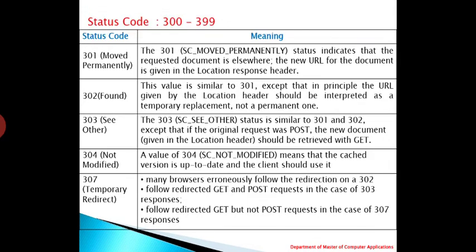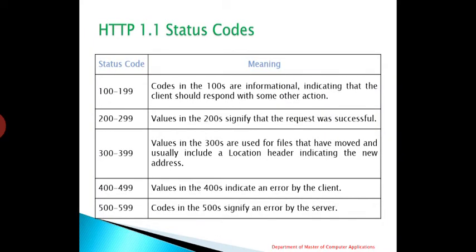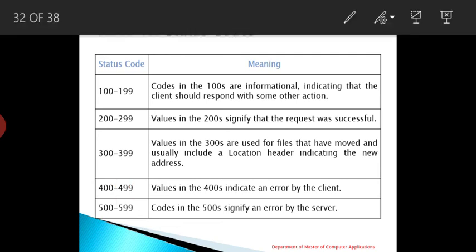So remember, we have five categories of status codes. 100 to 199 is for indicating some information. 200 to 299 is successful, meaning the request was successful. 300 to 399 is for moving files or redirecting to another URL. 400 to 499 indicates errors by the client. And 500 to 599 indicates errors by the server.